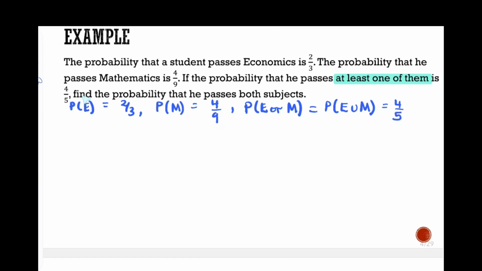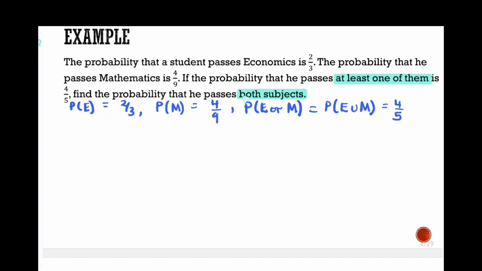We have to find the probability that he passes both subjects. So you also know that passing both subjects, "both" in this case means the intersection. I've been given these probabilities and I have to find the intersection, because both means passing both economics and mathematics, and so that "and" means intersection. So we shall go ahead and calculate.